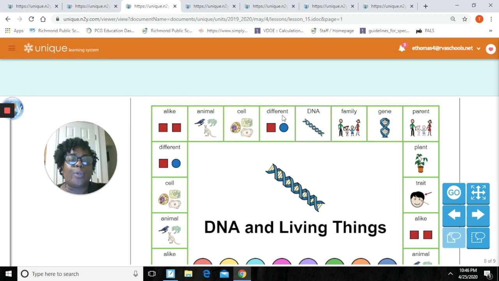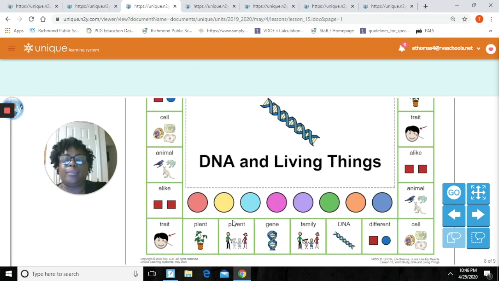And I want you to pay attention to the pictures, because the pictures are associated with the words that you see, okay? And it helps you to understand what the word is all about, and it can help you understand the story as well. Move this up a little bit. Plant. Repeat that word.